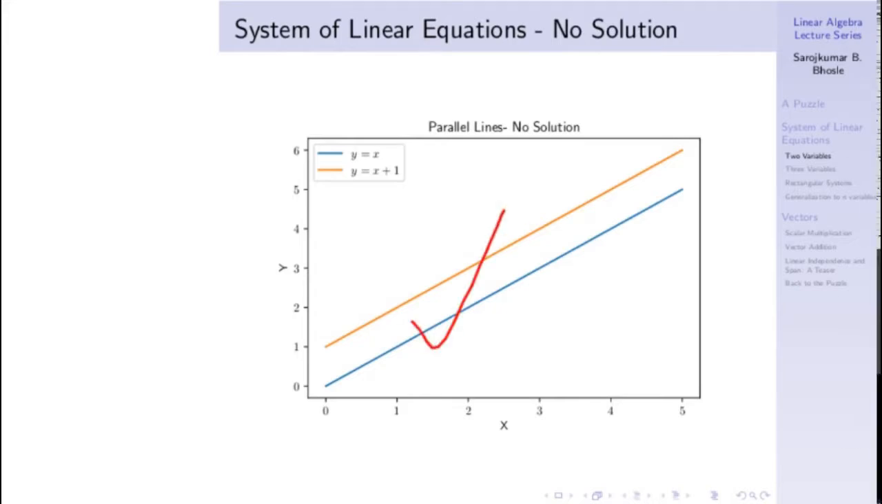One line is y equals x, the second line is y equals x plus 1. In this case the lines are parallel and there is no way they can intersect, so there is no question of a solution, or the solution does not exist.